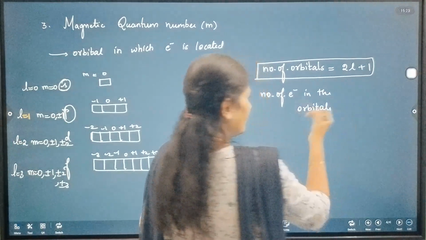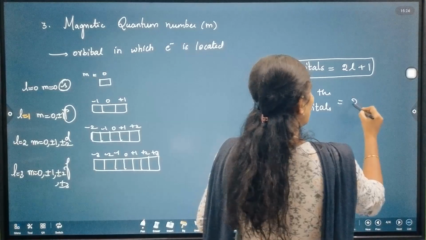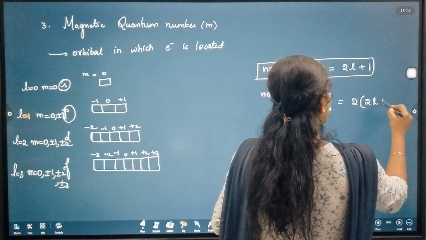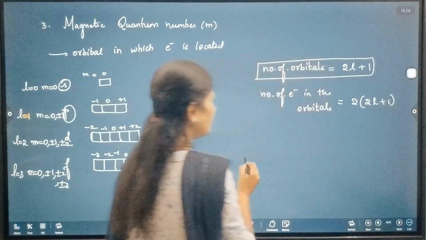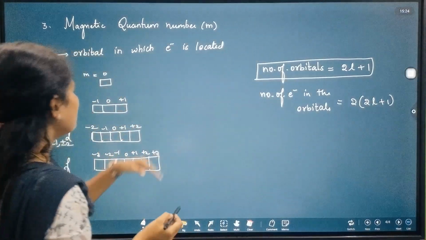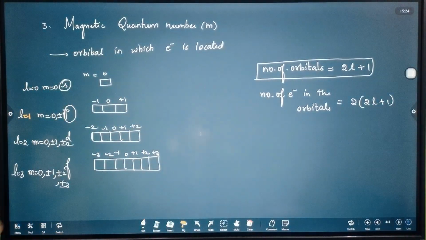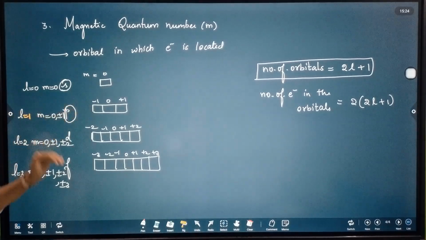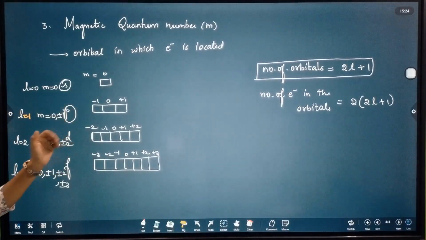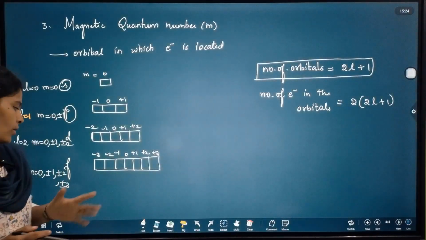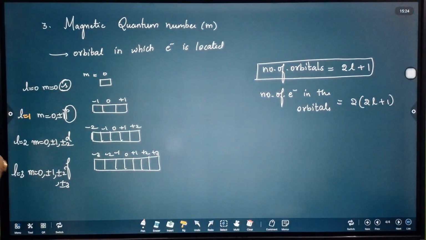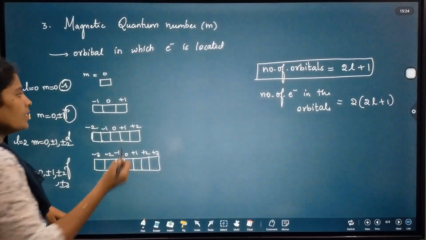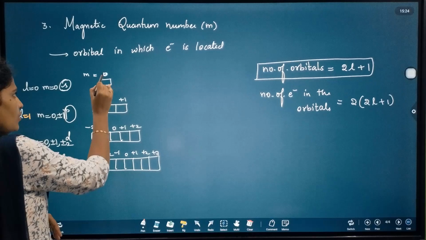How can we find out the number of electrons if the L value is given? It is 2 into 2L plus 1. That is another formula. So maximum how many electrons can we fill in the S subshell? It's 2. In the P subshell we can fill 6. D has 5 orbitals, so we can fill 10 electrons. F can fill 14 electrons. Fine. So this m value is 0 for S.